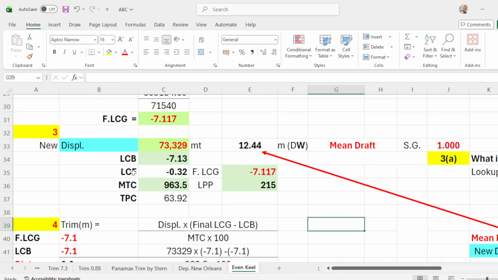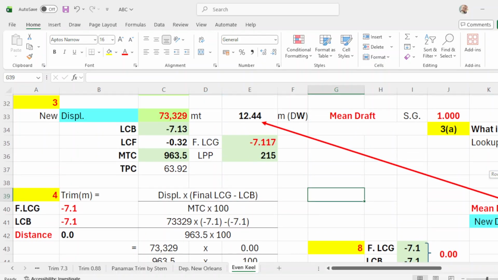With this drop, you take out the LCB, which is negative 7.13. LCF is 0.032. MTC is 960.5, and TPC is 692. Take note that your LCG of negative 7.117 is almost the same as the LCB of negative 7.13. Okay. Now, this is number 2. We go to number 3.